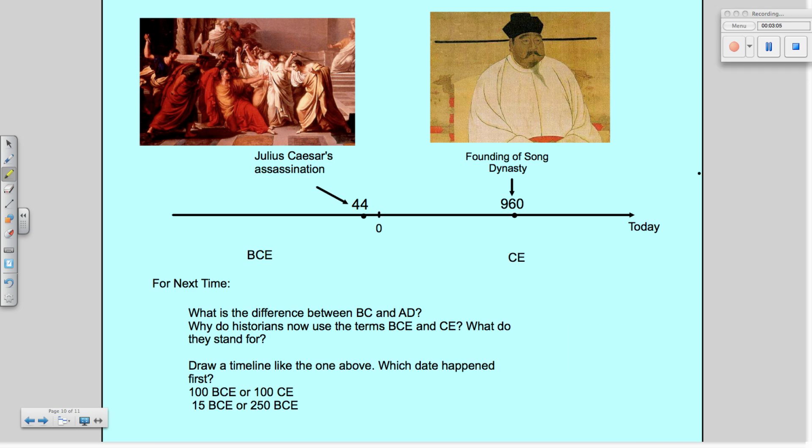For next class, you want to make sure you know the following ideas. What's the difference between BC and AD? Why do historians now use the terms BCE and CE? What do they stand for?